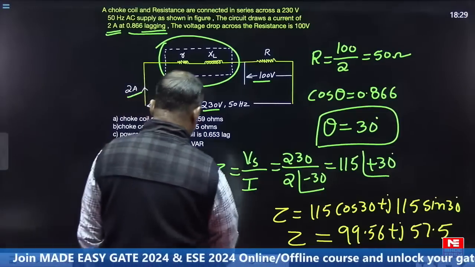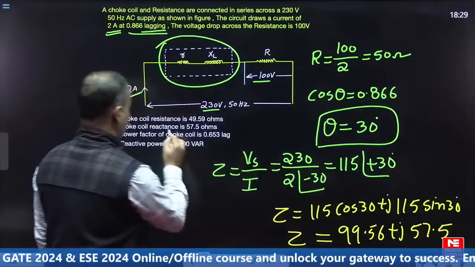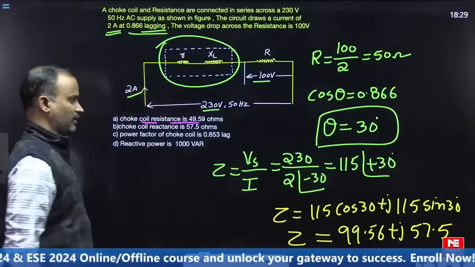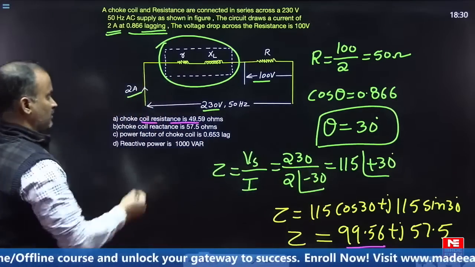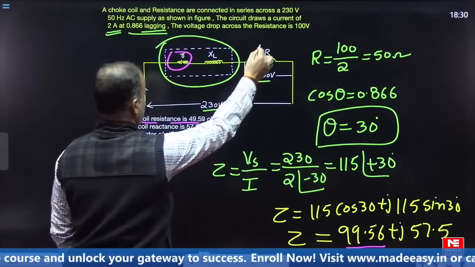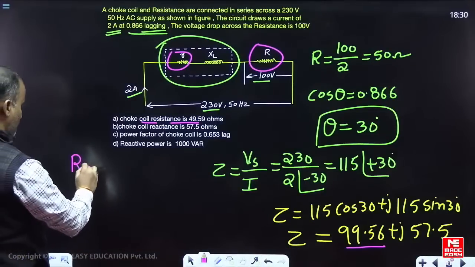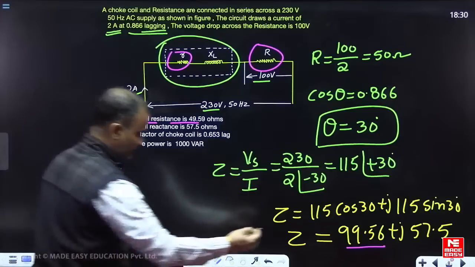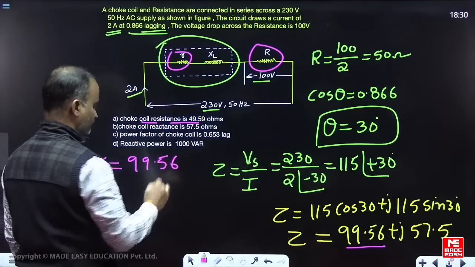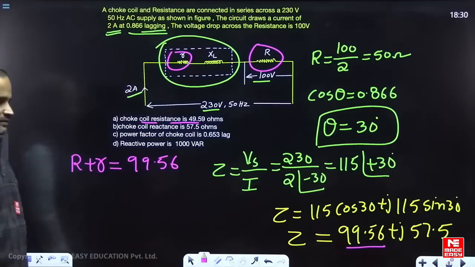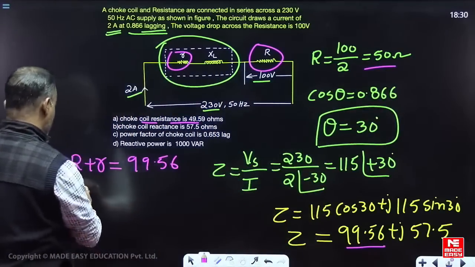Look here. Now in this example, what is the first requirement? What are they asking in the options? First requirement is the resistance of the coil. Here the real value indicates the combination of the internal resistance and the external resistance. That means R plus R equals the real value, 99.56. Regarding the external R value, we already concluded it is 50.